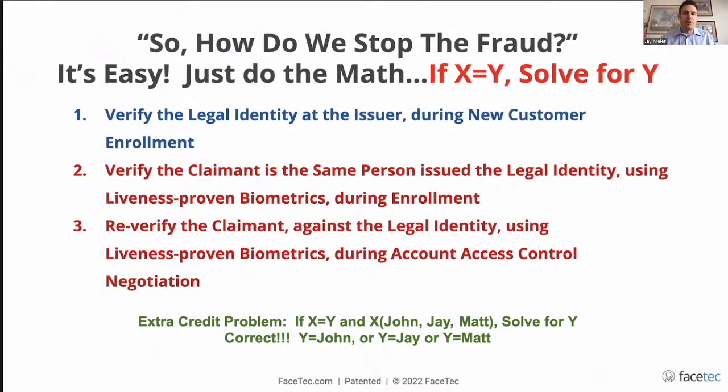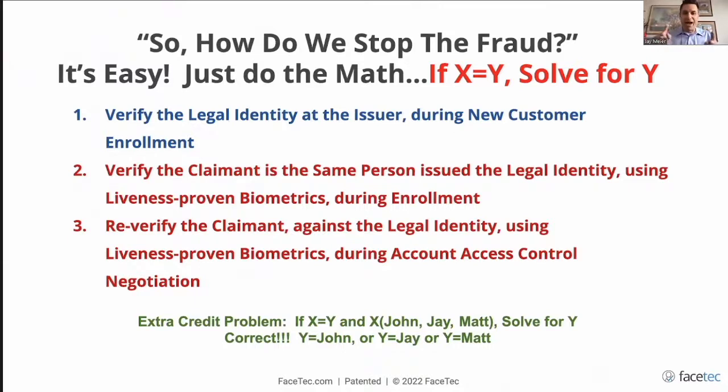Anyway, so how do we stop the fraud? Well, we just need to do some simple math, right? And I love these logic progressions. I love making things simple. First of all, X equals Y, solve for Y. Can anybody do that? Anybody make that calculation? I don't know, because it equals X, whatever the hell X is, okay?